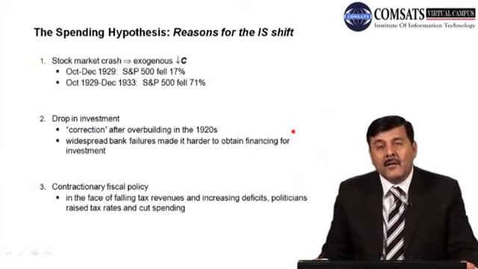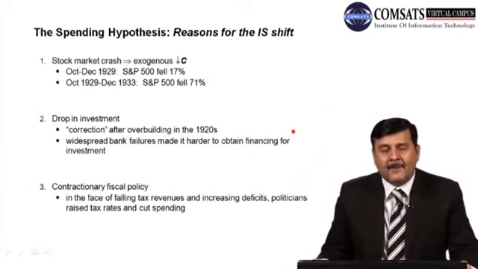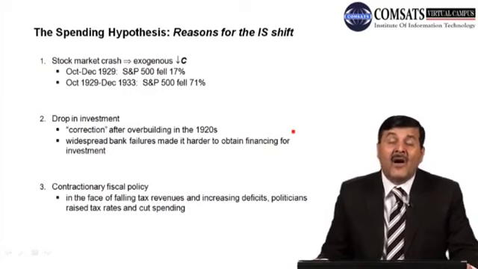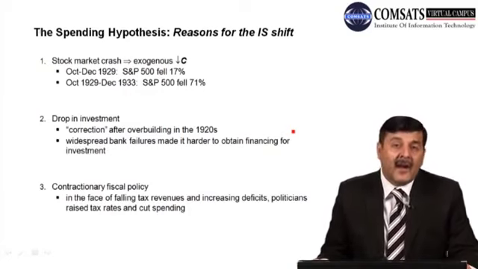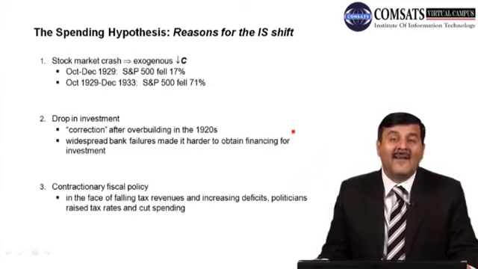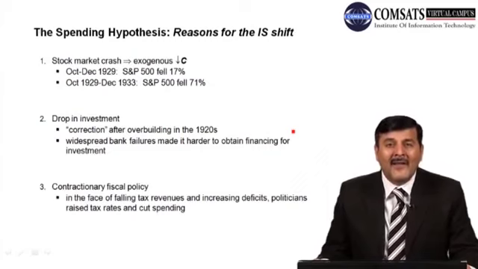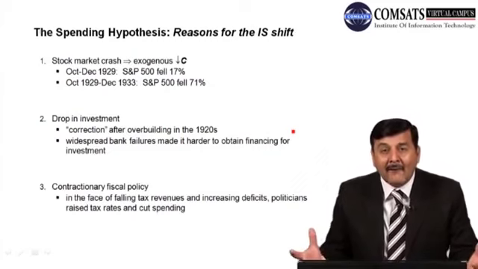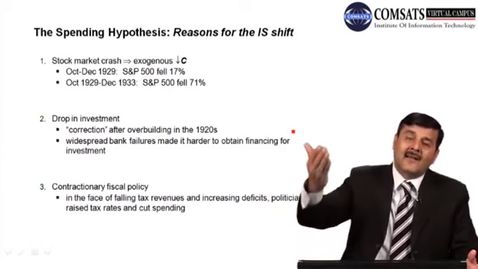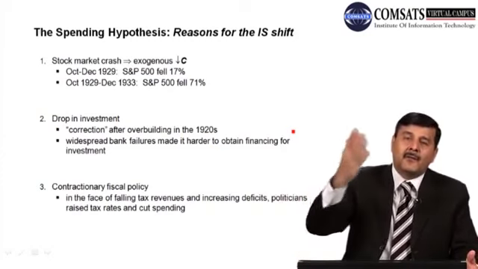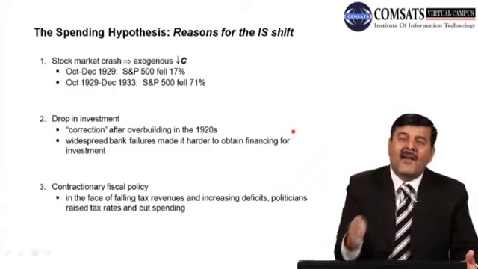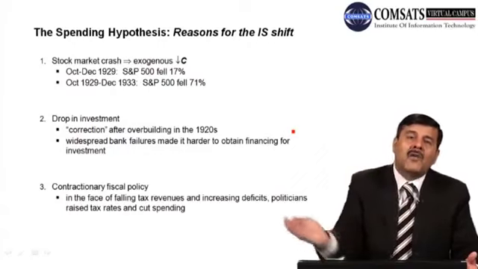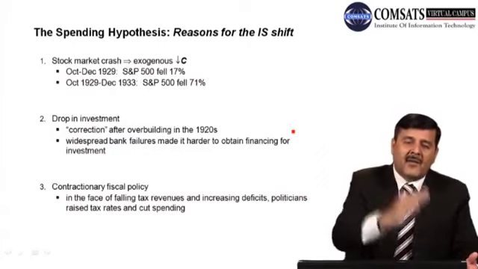Now we continue with this spending hypothesis. What were the reasons why the IS curve shifted leftward? Why was there an excessive fall in demand for goods and services? क्या वजूहात थी जिसकी वजह से डिमांड फॉर गुड्स सर्विसेज में इतनी कमी वाक़ई हुई कि IS कर्व लेफ्टवर्ड शिफ्ट हुआ, उससे आउटपुट और इन्वेस्टमेंट रेट ऑफ इंटरेस्ट में कमी वाक़ई हुई?